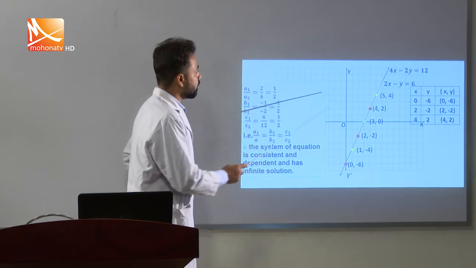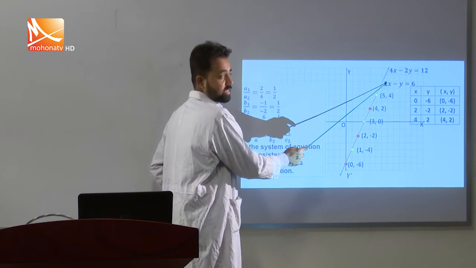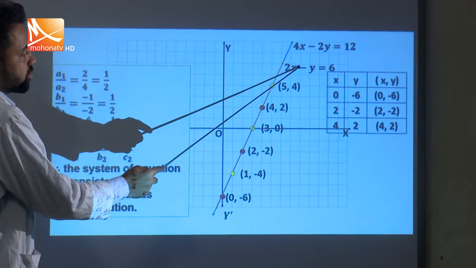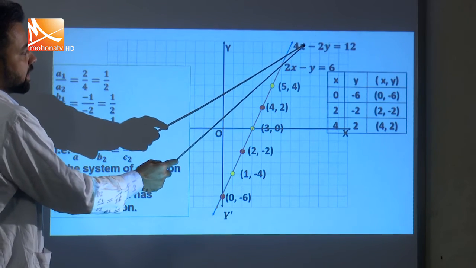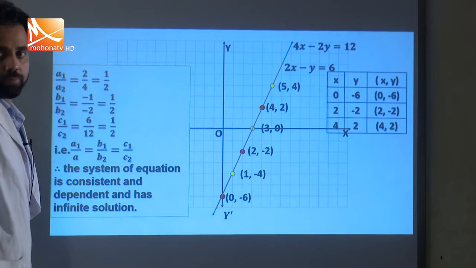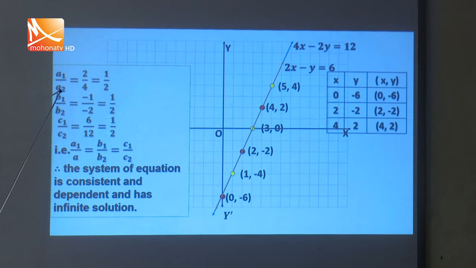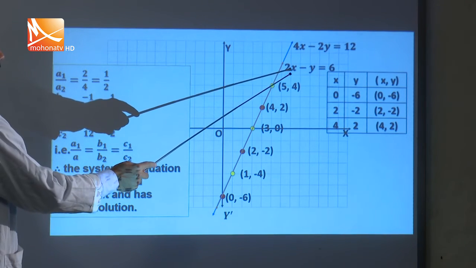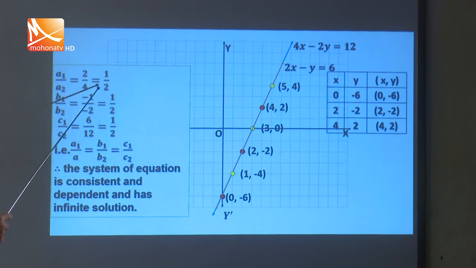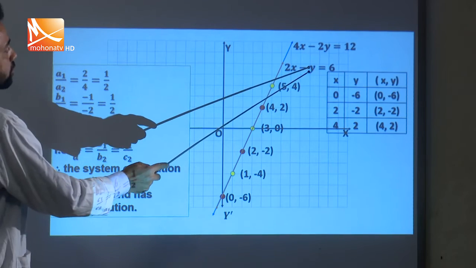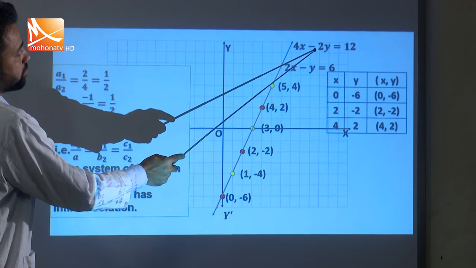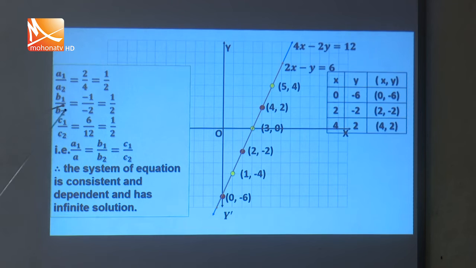Here, the first equation is 2x minus y equals 6, and the second equation is 4x minus 2y equals 12. What is the ratio of a1 to a2? That is the ratio of the coefficients of x, 2 by 4, that is half. And the ratio of b1 to b2: the value of b1 is minus 1, b2 is minus 2, so the ratio b1 by b2 is minus 1 divided by minus 2, that is half. That is, the ratios of x and y are the same.